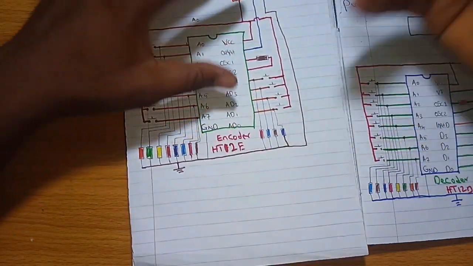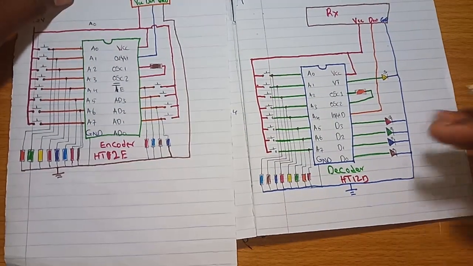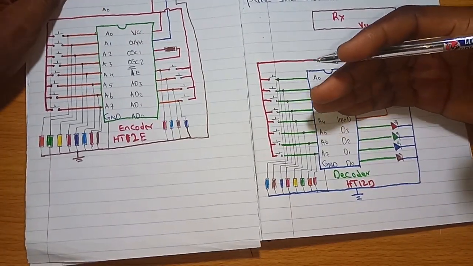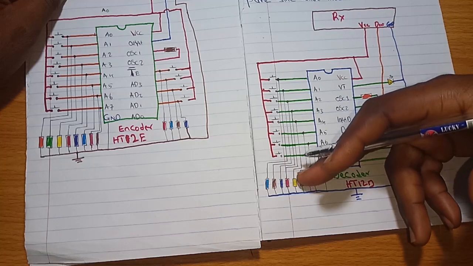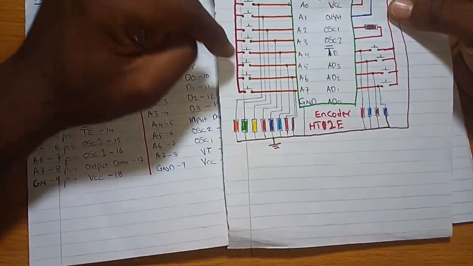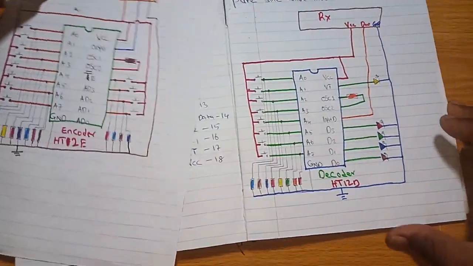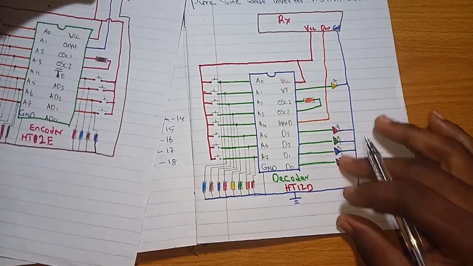So that is it. So this is the receiver aspect. I also put the address lines to ground, likewise the way I did on the encoder side, and this is the output signal.